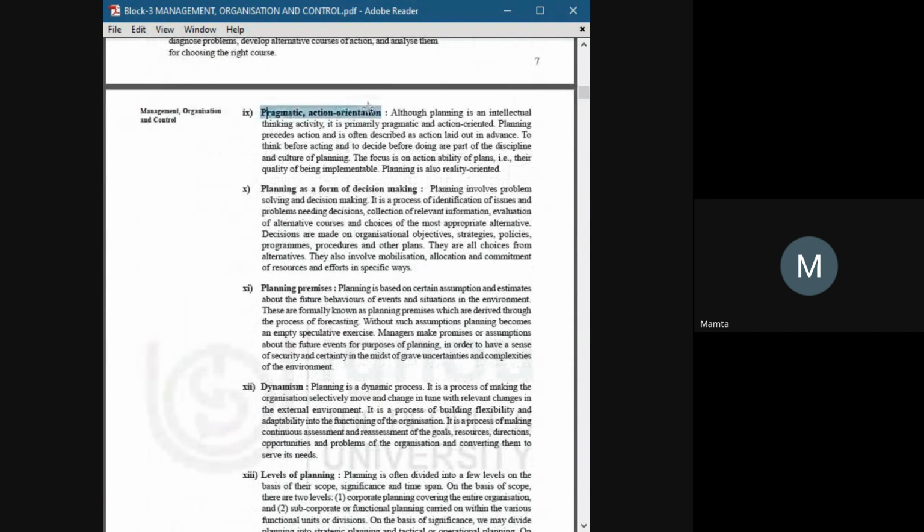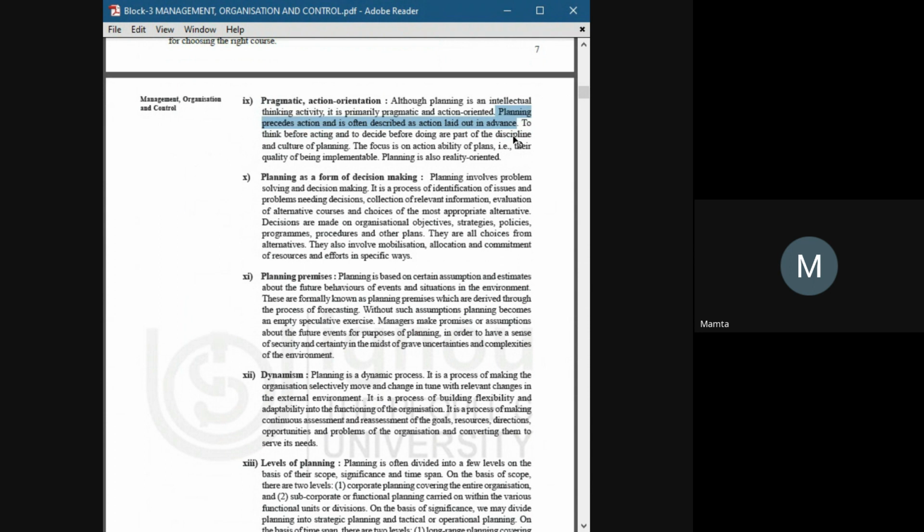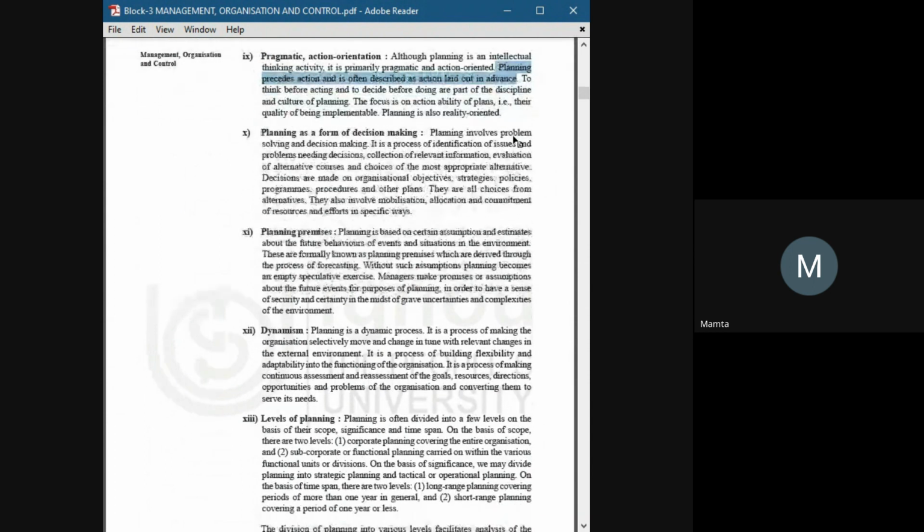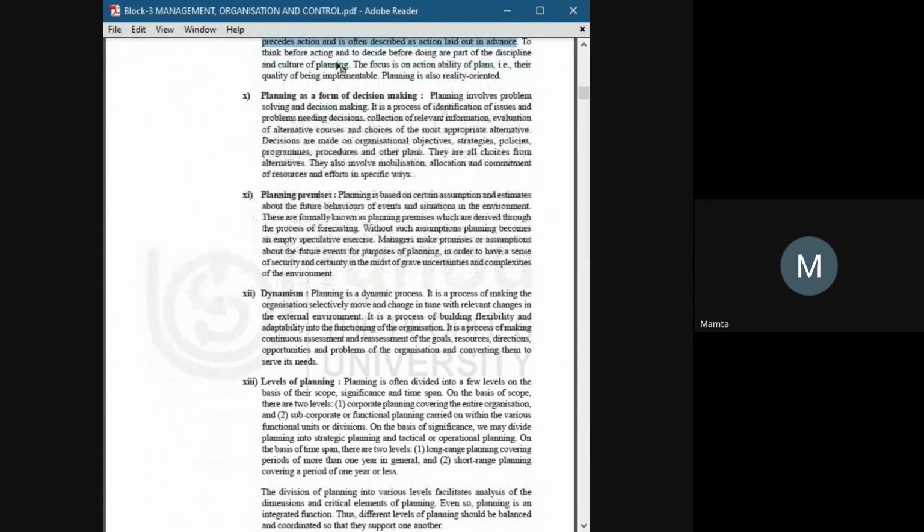Pragmatic and action oriented. Although planning is an intellectual activity, it is primarily pragmatic and action oriented. Planning is nothing without implementation. So that's why it is action oriented. Planning precedes action and is often described as action laid out in advance. Planning is nothing without the implementation of those plans in an organization.